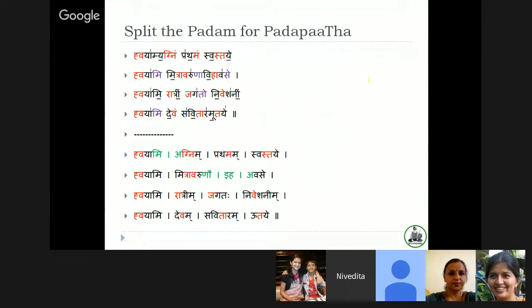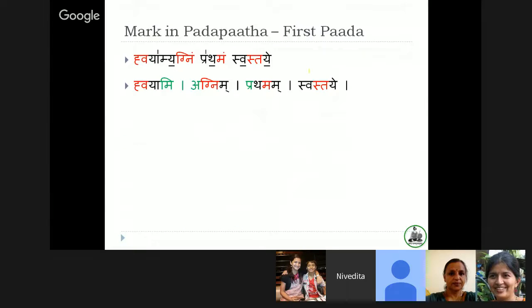Now we have the Samhita Patha where the markings are there, and we have the split Padapatha without the markings. Our work is now to start marking them. Okay, so let's take the first one, the first pada of that shloka. From what we have learned, can we quickly mark the Svarita and the Anudatta?